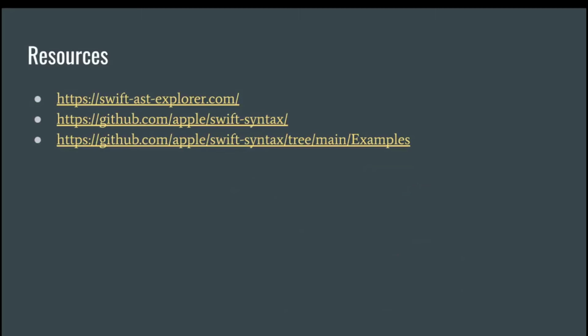Here's some resources. The first one here, Swift AST Explorer. That's actually a website where you can put in arbitrary Swift code and it'll show you the syntax tree for it. And it's backed by the same Swift parser library running on the server. So it's really cool just to type in things and you can see how large those trees can get. And then the documentation and examples from Apple.